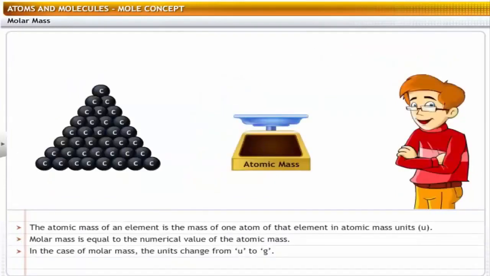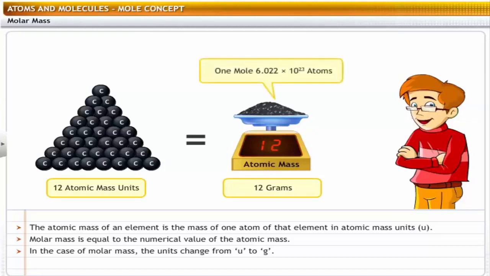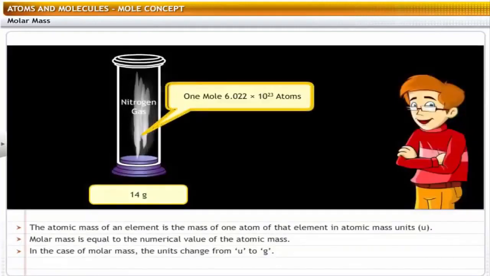In other words, the molar mass of an atom is also known as gram atomic mass. For example, the atomic mass of carbon equals 12 atomic mass units. So, the gram atomic mass of carbon is equal to 12 grams. Therefore, 12 grams of carbon is equal to 1 mole atom, which has 6.022 multiplied by 10 to the power of 23 atoms of carbon. Similarly, 14 grams of nitrogen has 6.022 multiplied by 10 to the power of 23 atoms of nitrogen.